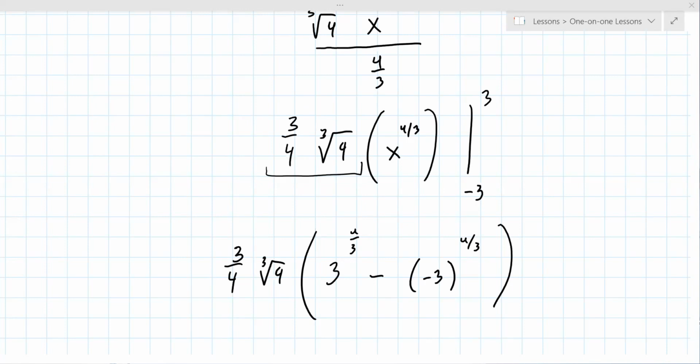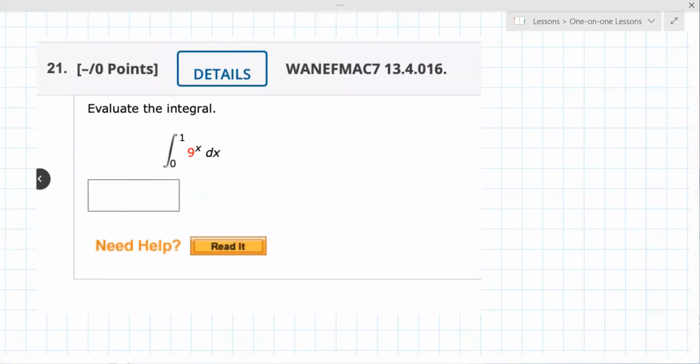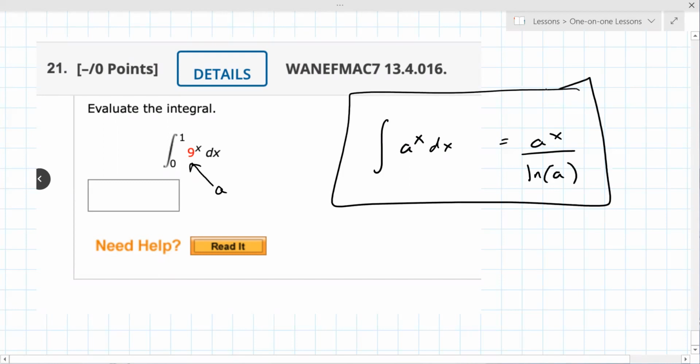21, okay. 21 here. All right, evaluate the integral. So this 9 to the x is kind of like e to the x. The integral of this is itself, but you also have to divide by the natural log of whatever the base is. In this case, the base is 9. That's your a. So this is something you have to know, because you can easily mistake this as the integral of e to the x, which is itself, but there's also this little extra wrinkle to it.